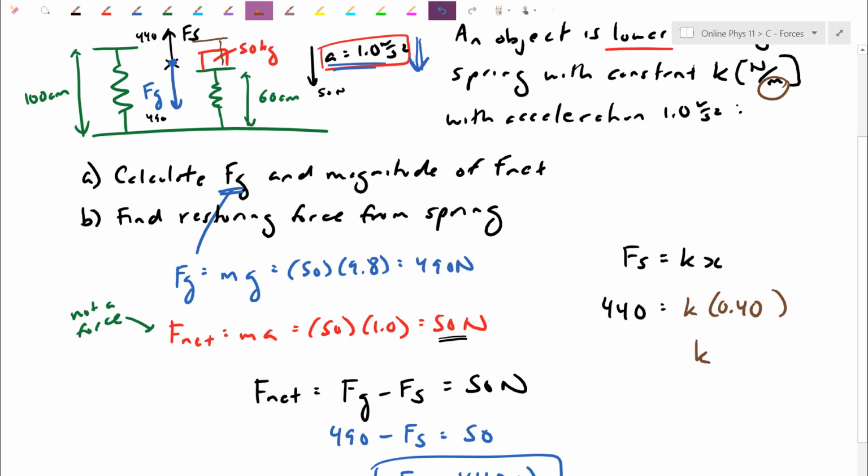440 divided by 0.4 gives me 1100 newtons per meter. So that is a spring constant that depends on the material itself. That says right now the spring is only supplying 440. That's why the spring is not even compressed by a meter. If you want to compress it for every meter, you actually need to apply 1100 newtons of force for this to completely squish downwards here.